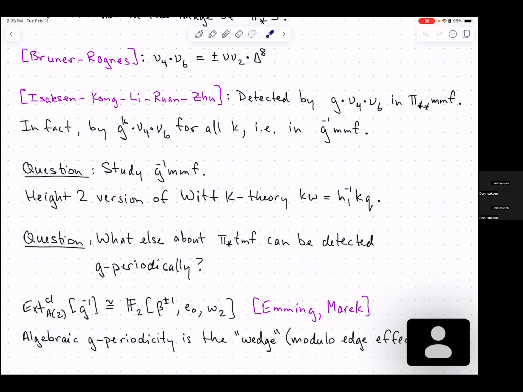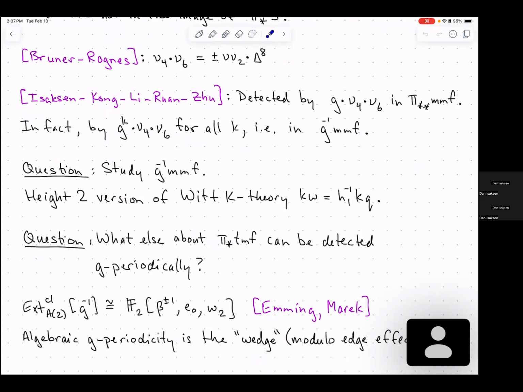There's a sense in which MMF is like the height 2 version of KQ, just as TMF is the height 2 version of KO. Also G is like a height 2 version of H1, if you think about it from the right perspective. So there really is a strong sense in which this is a height 2 version of that.